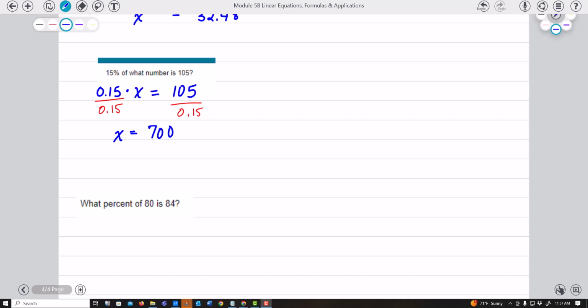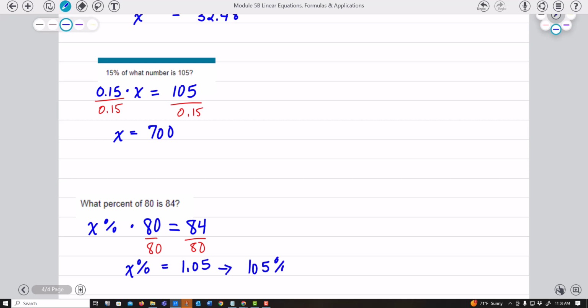Continuing on with these, what percent of 80 is 84? Well, I can see that I want to divide both sides by 80. Now, when I do this, so my x percent, when I plug that in my calculator, I get 1.05, but I need to turn this into a percent, so I move the decimal 2 places to the right, and I would get my 105%.